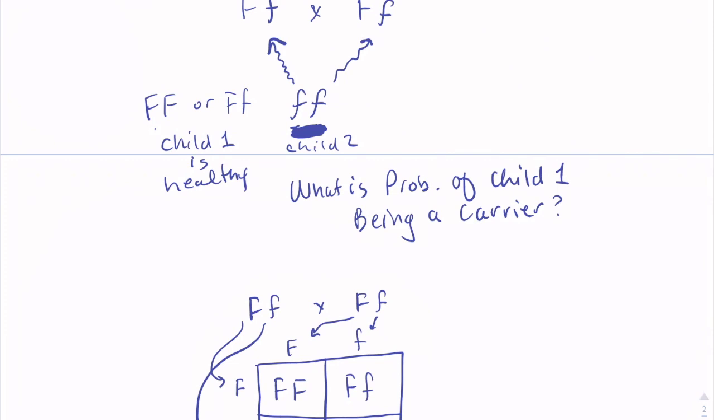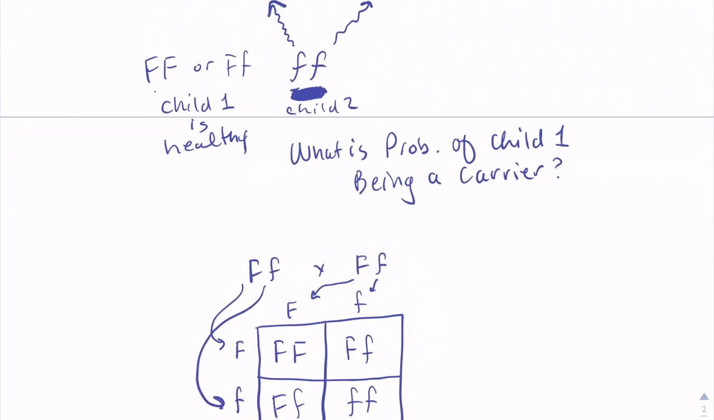We've done this cross so many times, just with different letters. But what's the probability of child 1 being homozygous dominant or heterozygous? Or I guess we're looking at what's the probability of there being a carrier? All right, so this person's a carrier and this person's a carrier.